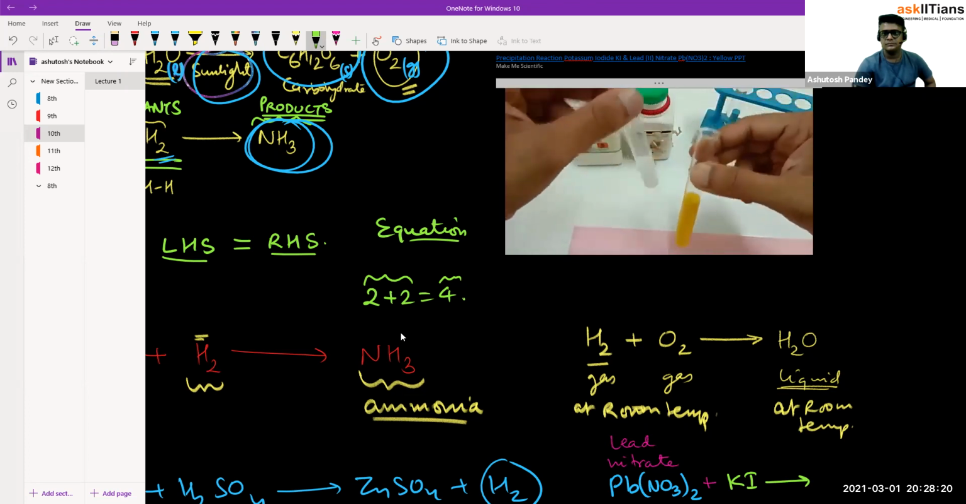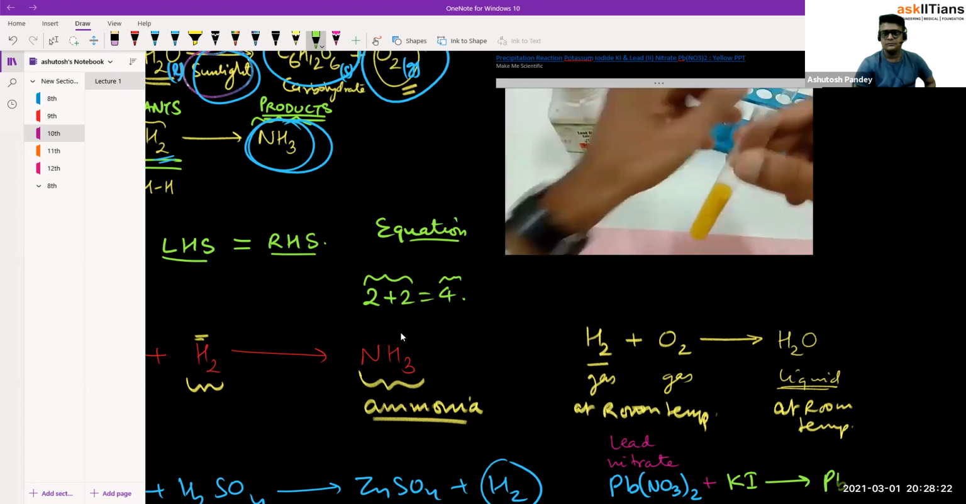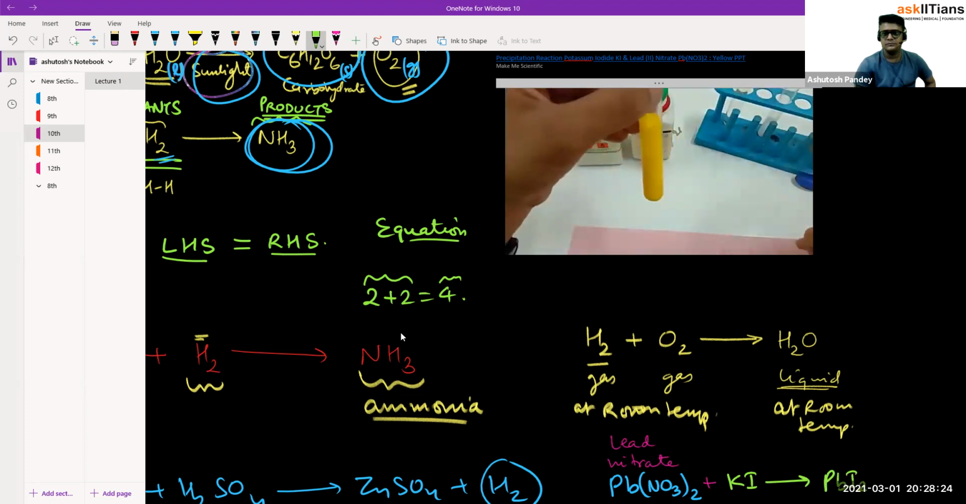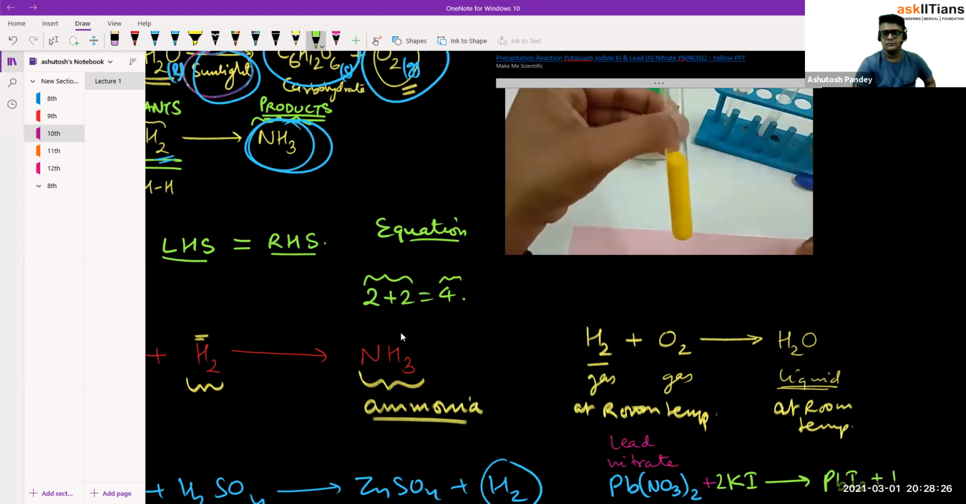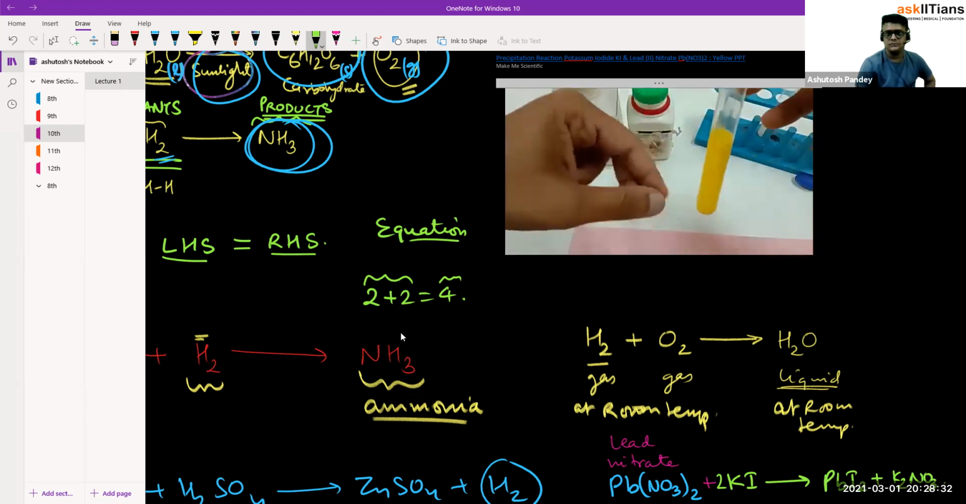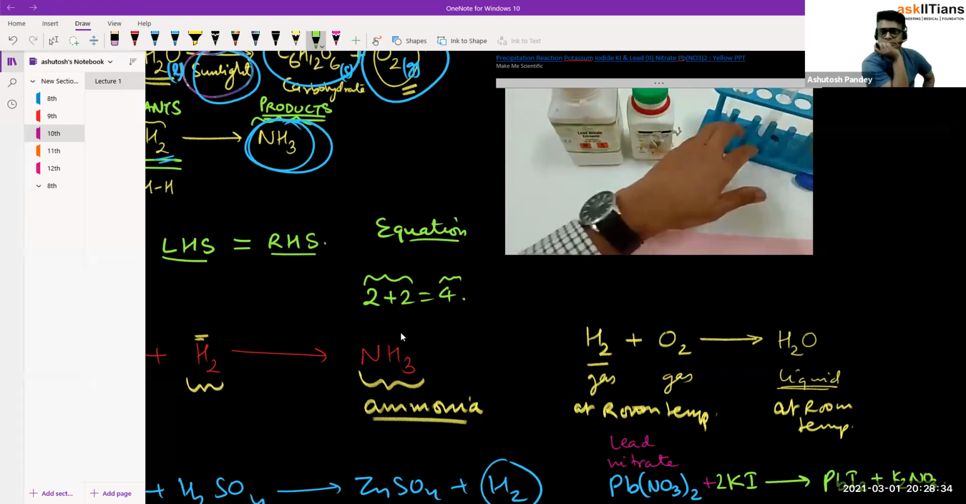There you go people, fantastic. So here as you can see, the precipitates have formed and the precipitates are yellow in color. Now let's find out from the reaction which is this yellow precipitate over here.